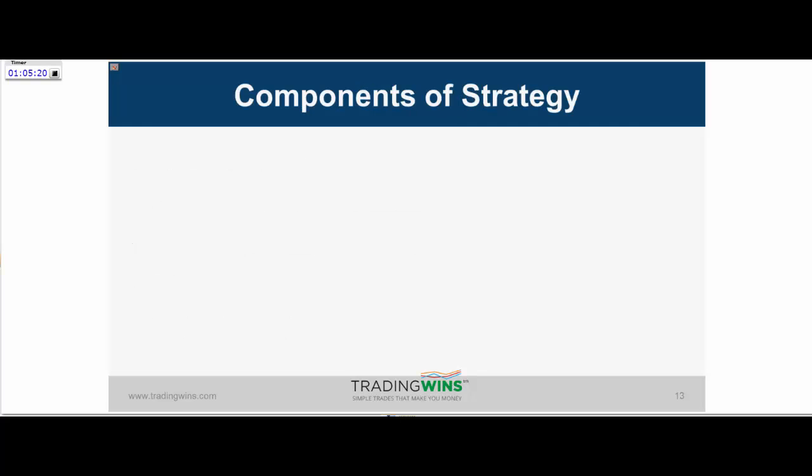So the components of this strategy, very simple. Number 1, 20-period simple moving average. Again, more of a visual aid, but I'll demonstrate that in a moment. Number 2, engulfing candlestick pattern. This is what we're going to be looking for, okay? I'll explain again in a moment.